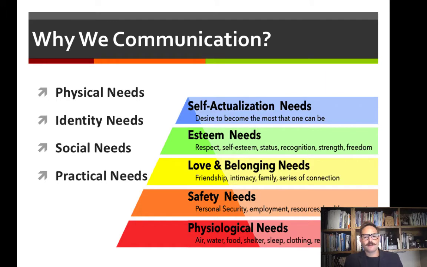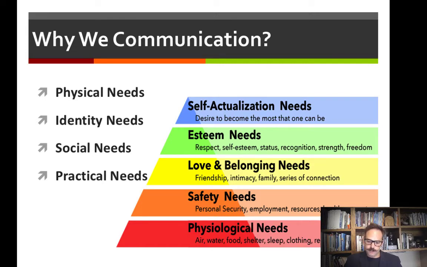So why do we communicate, right? The textbook talks about 4 predominant reasons why we communicate, and that is to fulfill physical needs. It helps us fulfill identity needs, social needs, and practical needs. If you've ever taken an introduction course to psychology, you would probably have discovered this model, and that is Maslow's hierarchy of needs. And according to Maslow, humans focus on fulfilling these needs.